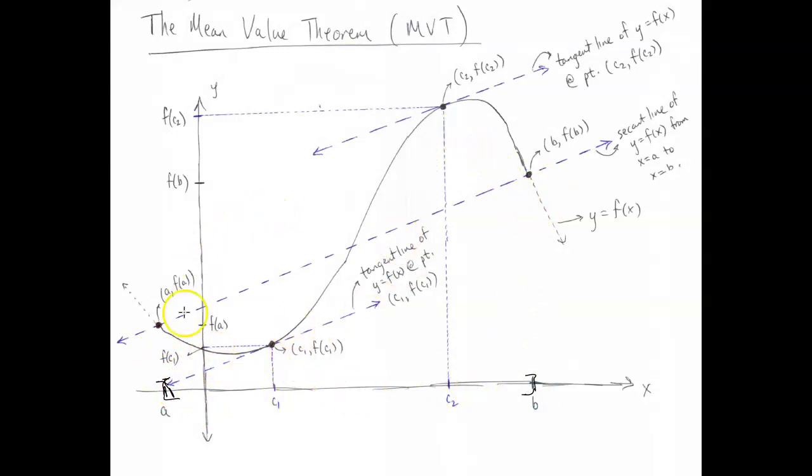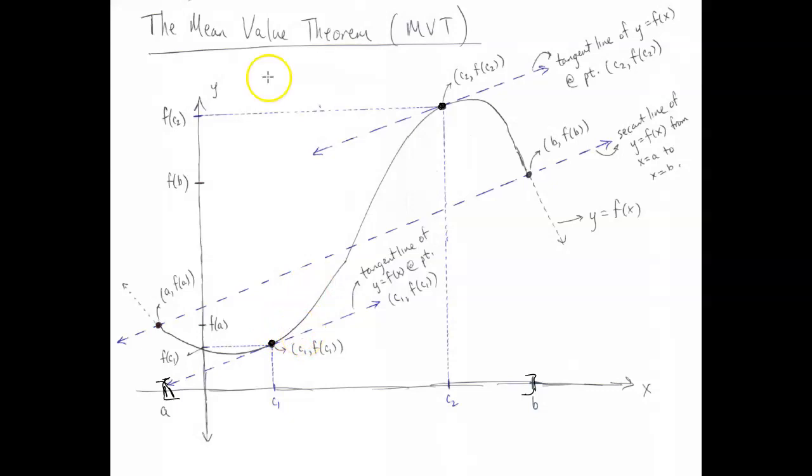Also note that from x equals a to x equals b, if we wanted to figure out what's called the average rate of change of this particular function, that would be the secant line that you see right here. Now, also notice I've drawn some tangent lines at certain points, going through these points. And notice that all three of these lines are parallel to one another, meaning that they share the same slope.